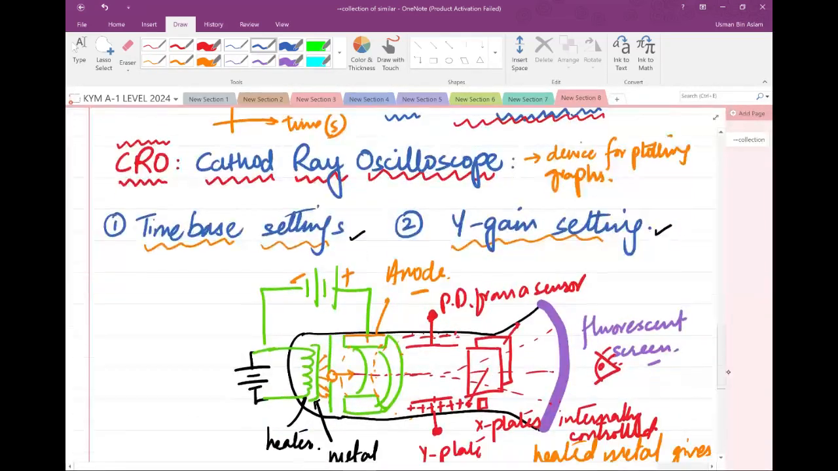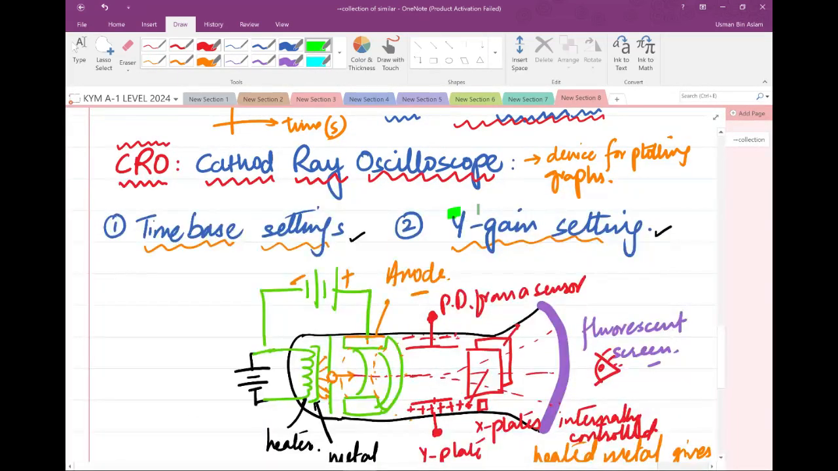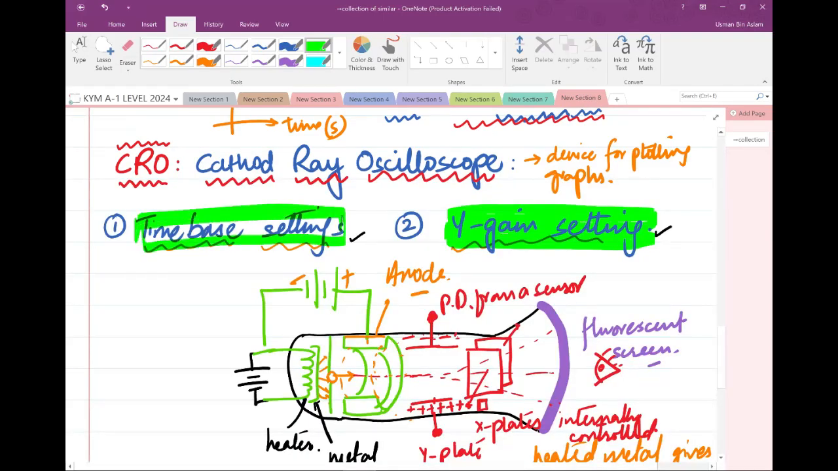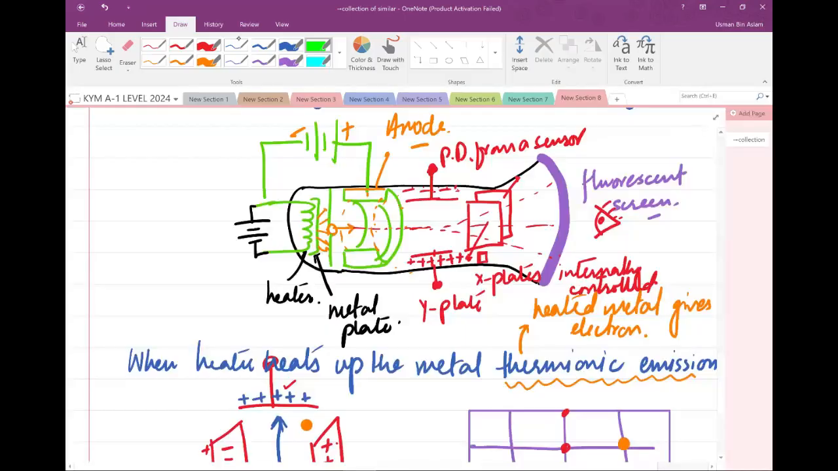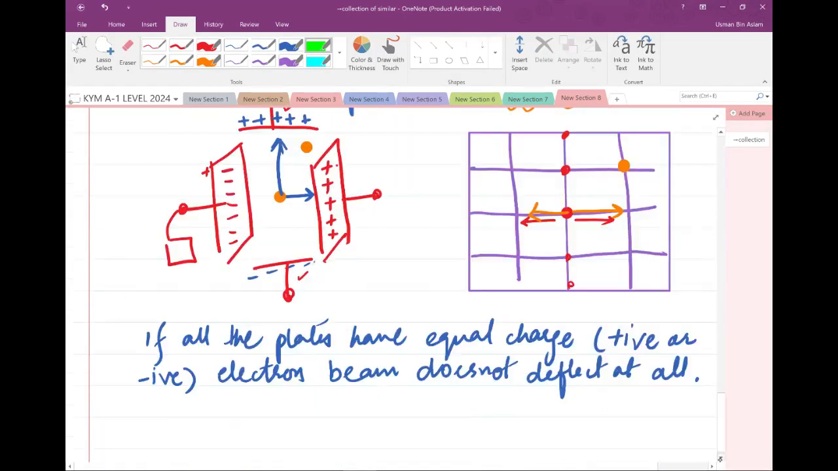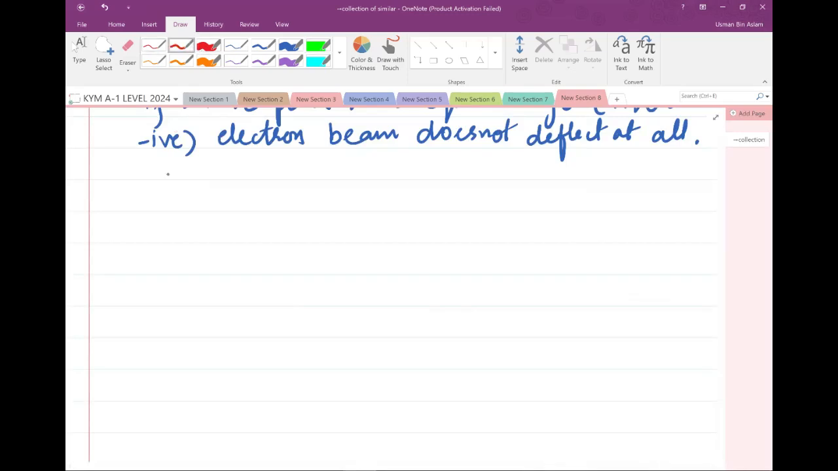Now I'm going to discuss the two important things, and that's about all that we need to know from the topic of CRO: the Y gain setting and the time-based settings. These are the two things that we only need to know. In our syllabus, it's also written comprehension of time-based setting and the Y gain setting of a CRO. Everything that I told you here, the working, was just to explain these two things, all right? So I'm going to define for you the Y gain setting.